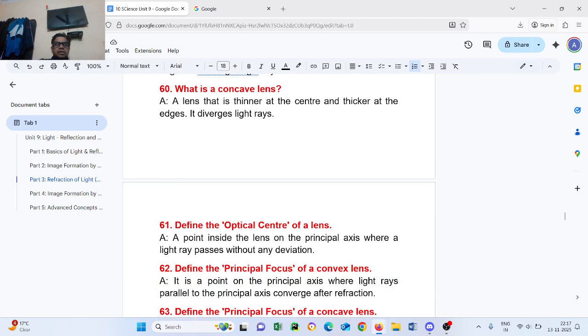Question number 61. Define the optical center of a lens. A point inside the lens on the principal axis where a light ray passes without any deviation. Question number 62. Define the principal focus of a convex lens. It is a point on the principal axis where light rays parallel to the principal axis converge after refraction.